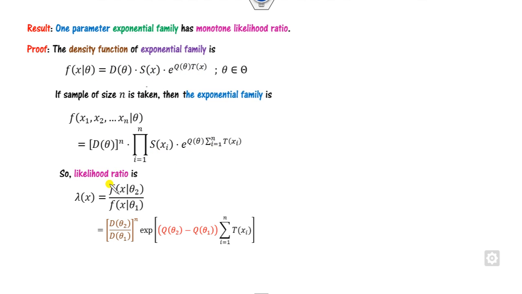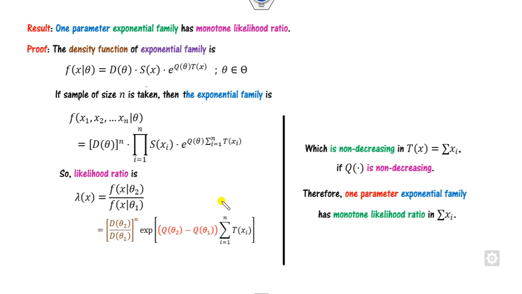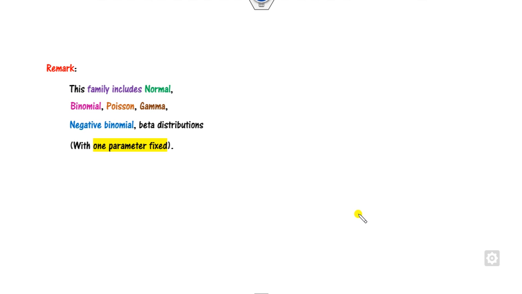Now if we start from the likelihood ratio, what is that? If you take the ratio, clearly this number, because the exponential part is always greater than 0, and because I consider theta 2 greater than theta 1, this ratio is greater than 1. So we can say it is non-decreasing in this function, if q is non-decreasing. Now we will discuss several examples. These exponential families consist of the normal distribution, binomial, and more. Make sure it has only one parameter fixed.